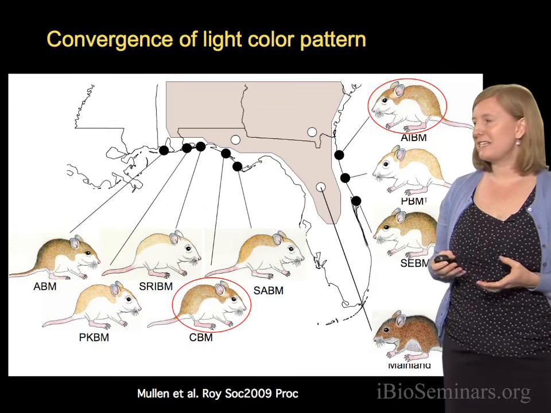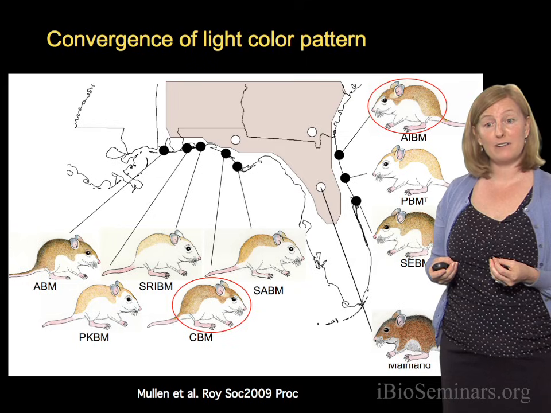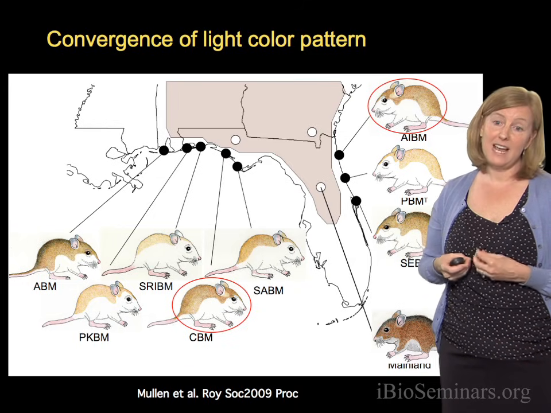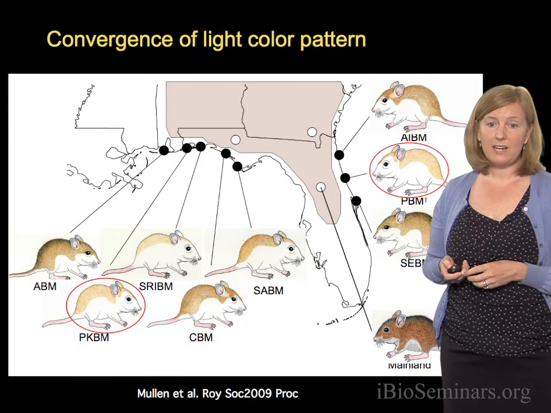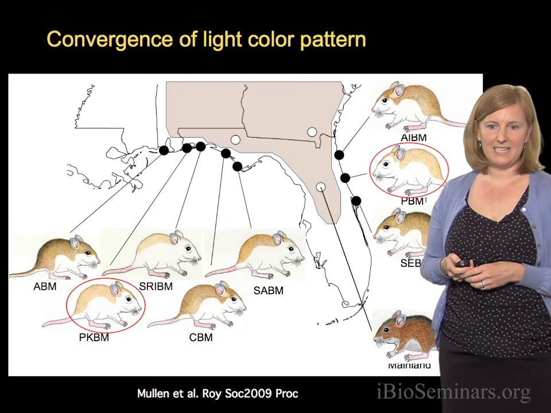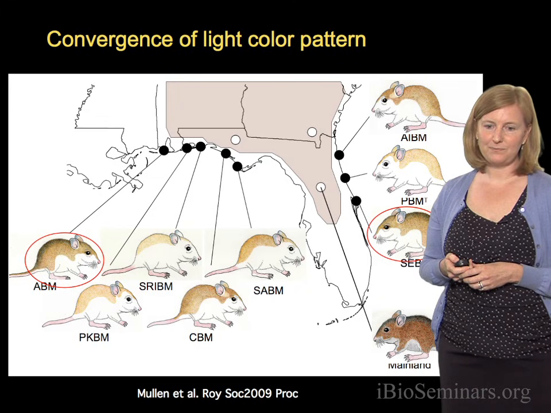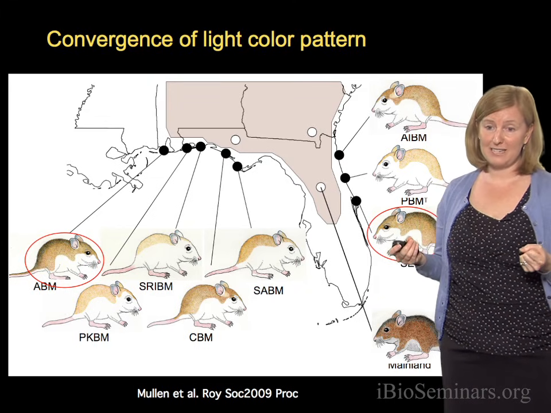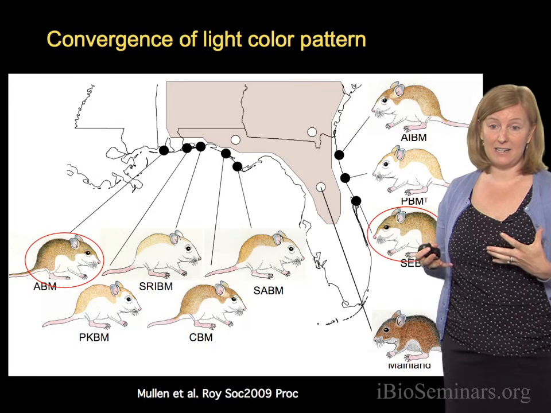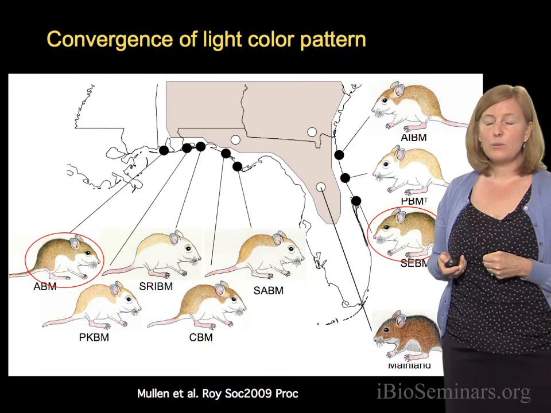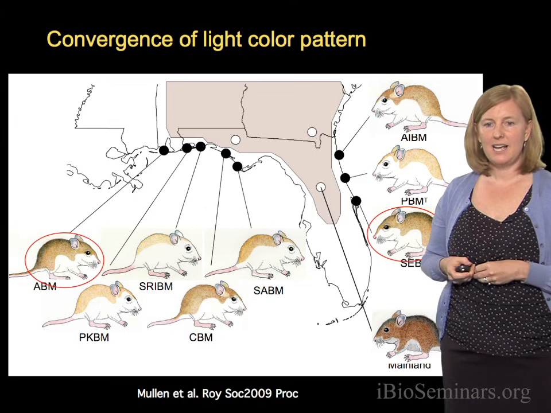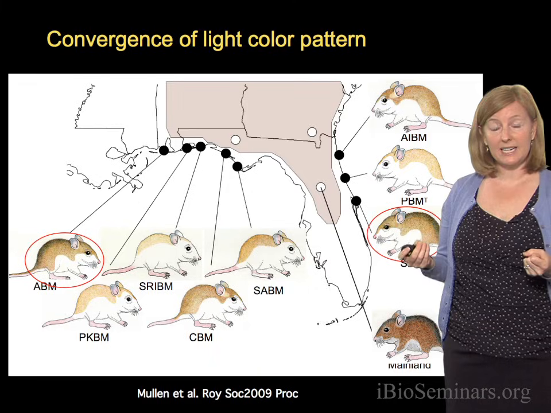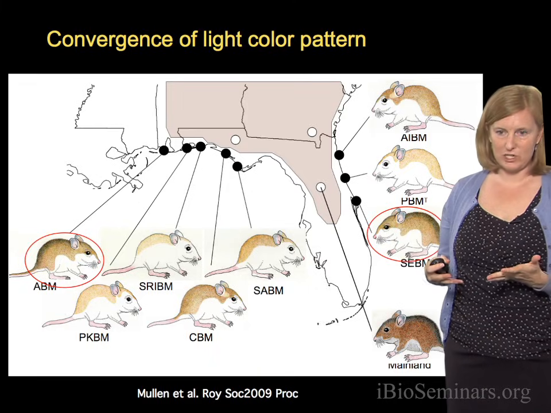For example, these 2 subspecies, even though they're separated by over 300 kilometers, are very similar in their overall color pattern, and in fact I can't tell them apart. Likewise, these mice are very similar, and these mice are very similar. So what this suggests is that on the Atlantic coast and Gulf Coast, the mice have convergent color patterns. And so what we wanted to do first was ask the question of did these mice evolve these similar color differences independently, and if so, did they use the same genes?